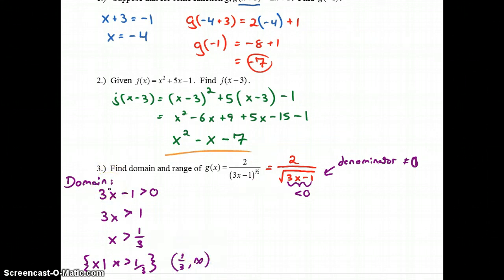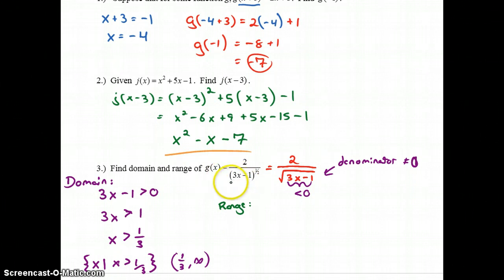Now, that's the domain. Let's talk about the range. The domain's possible inputs, what can I put in for x? The range is what can I get out? This takes some more difficult thinking. I think that if you wanted to, you could find the inverse of this function and find the domain of that. But let's stick with what we know from chapter 1.